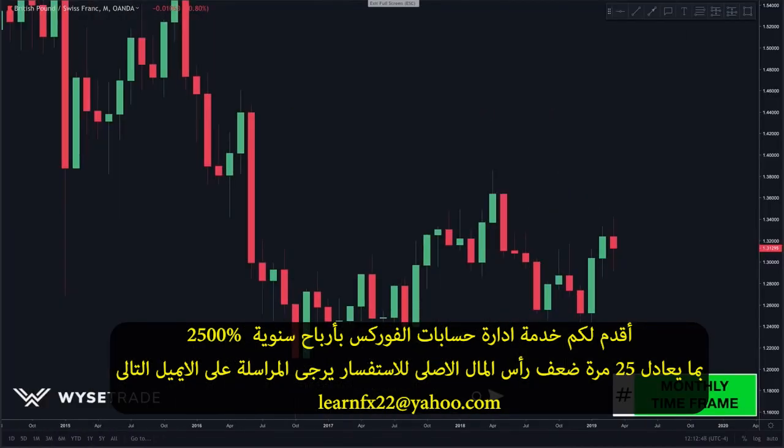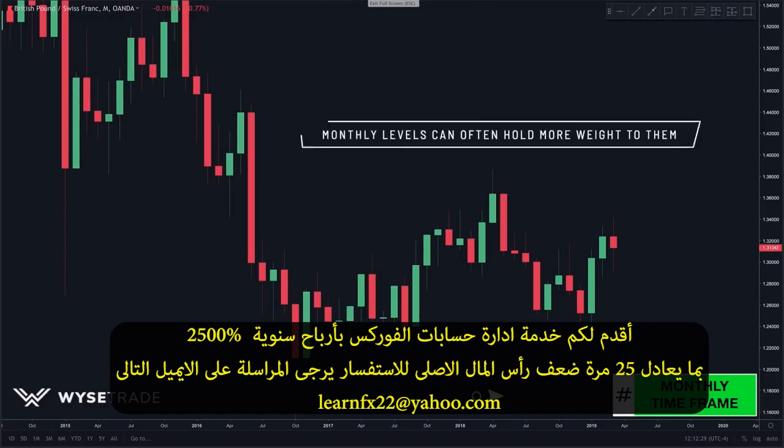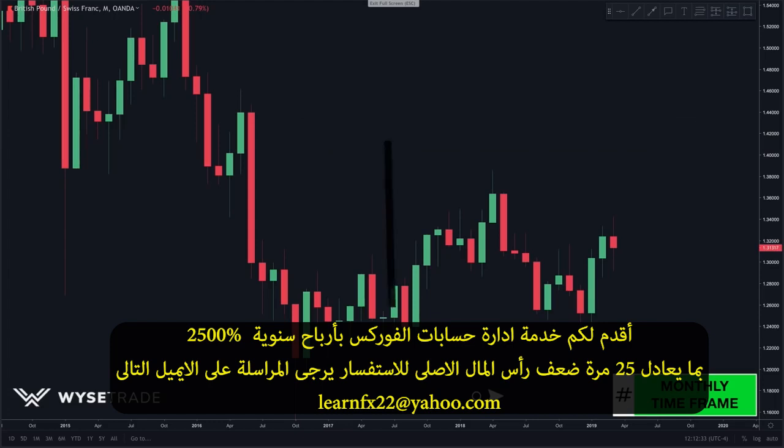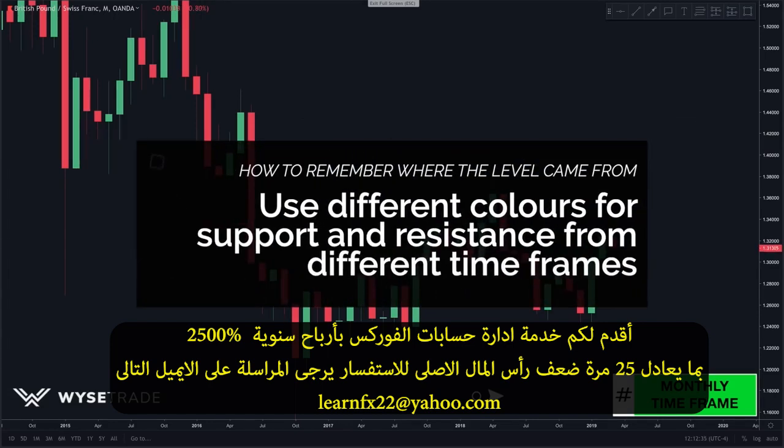So here in the pound Swiss monthly time frame, we often find that monthly levels can hold more weight to them if used correctly. Also, when you jump between time frames, you'll forget where the level of support or resistance came from. So to solve this, we'll make the monthly support and resistance levels a certain color, in this case green, and then the weekly level will be a different color.